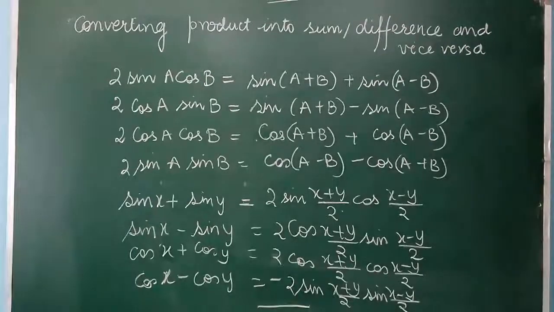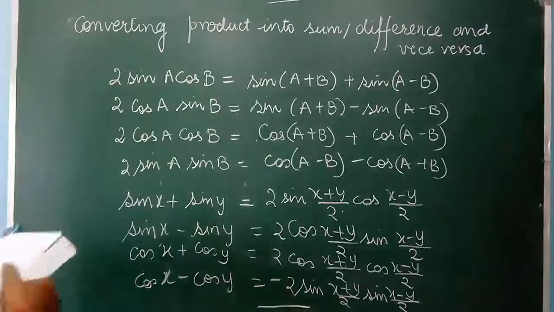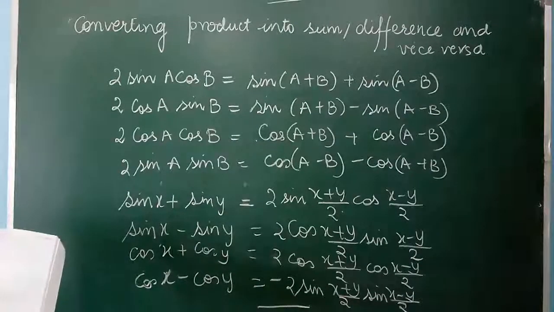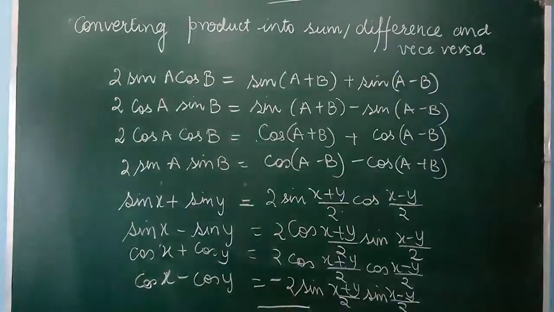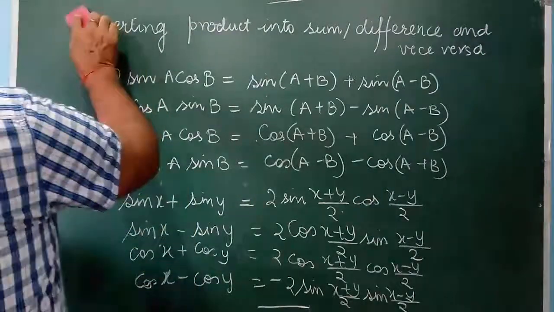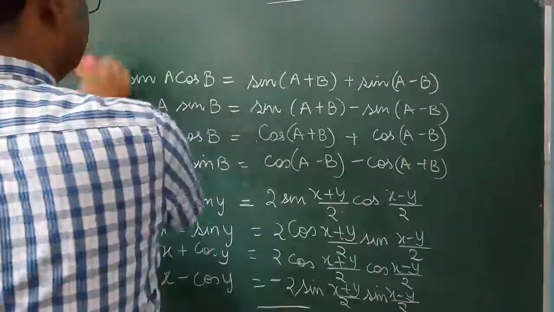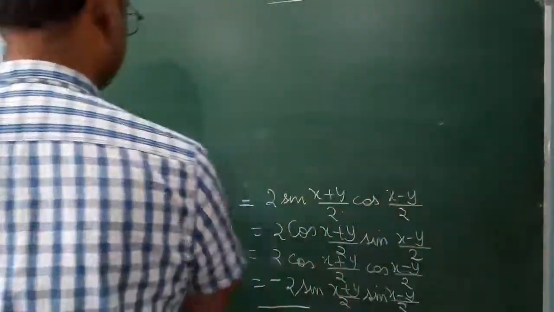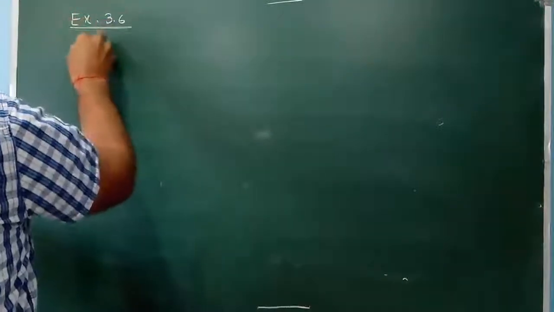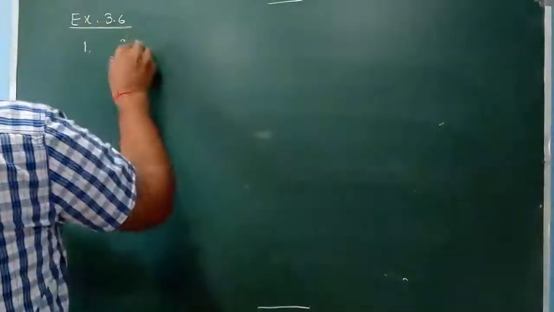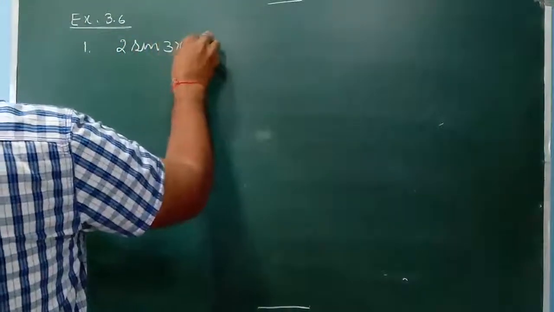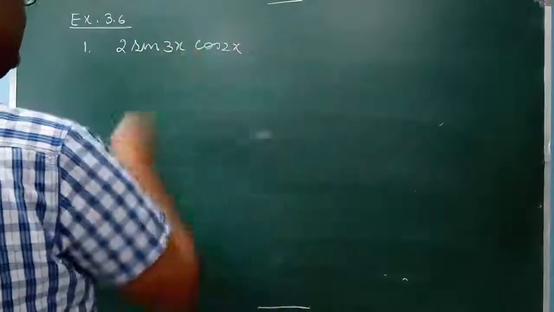So these are the formulae that we have seen, and these formulae we will be using in solving our questions. So first question, exercise 3.6. First question is 2 sin 3x cos 2x. This is 2 sin A cos B.